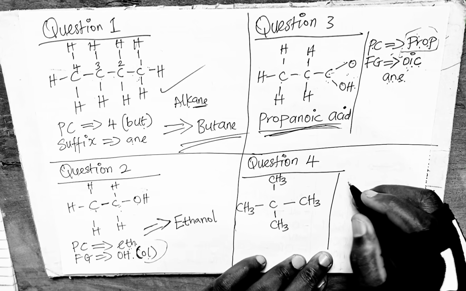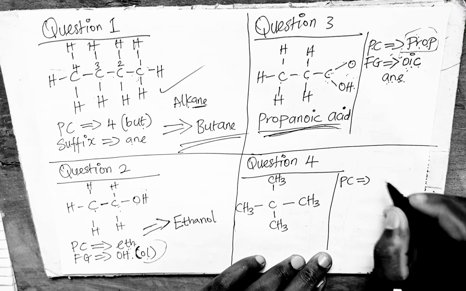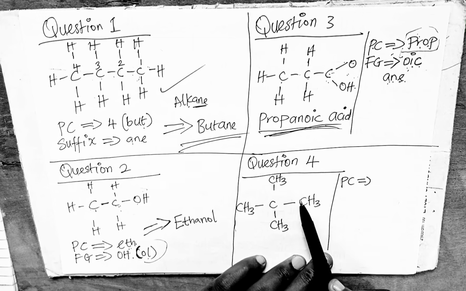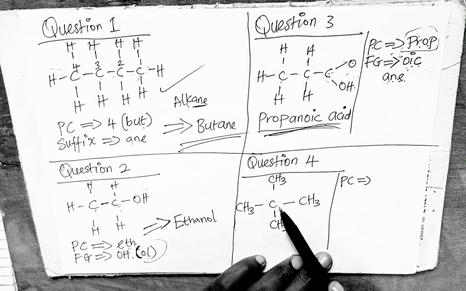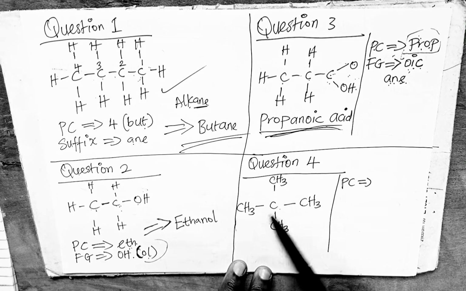We follow the basic rule, which is what? Parent chain. What is the parent chain? The longest continuous chain. How do we count the longest continuous chain? Carbon to carbon chain: 1, 2, 3. Again 1, 2, 3. This is the longest continuous carbon to carbon chain.